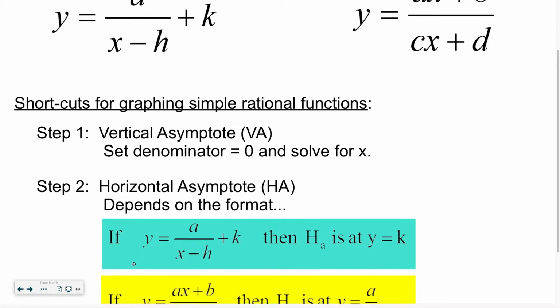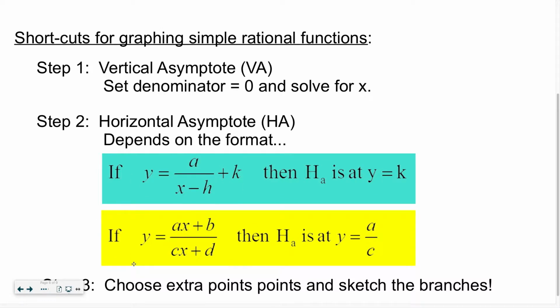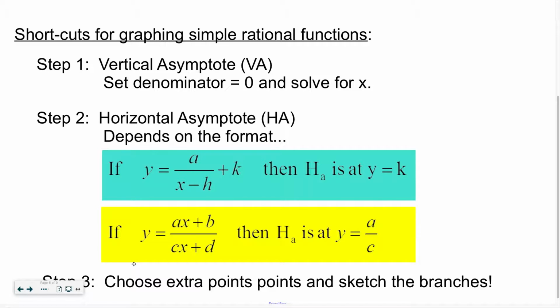Depending on the form, you're going to follow these steps. Step 1, find the vertical asymptote. I'm going to call it VA because we'll have a VA and an HA in the same graph now. So I'm going to say vertical asymptote, horizontal asymptote, VA, HA.